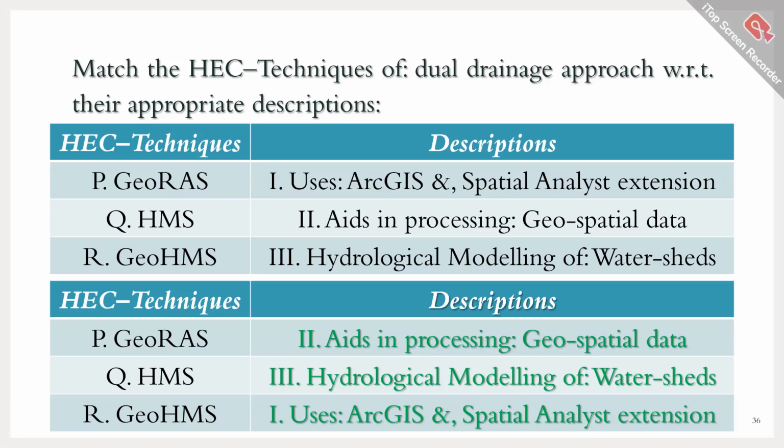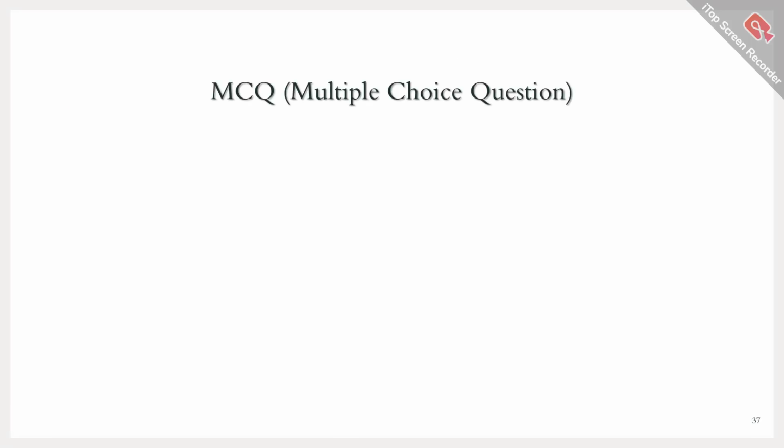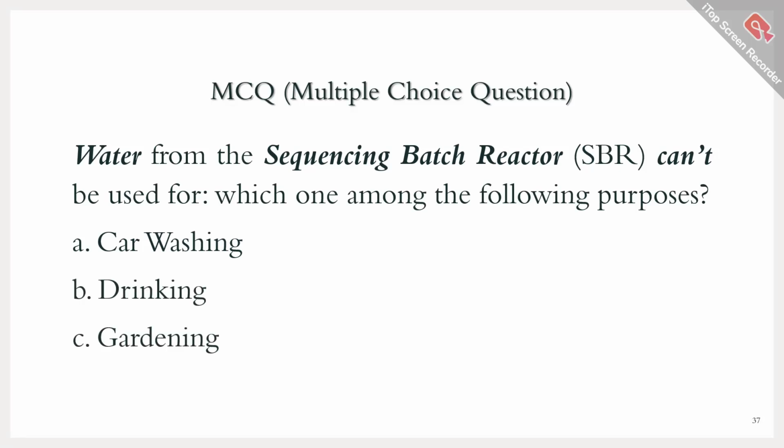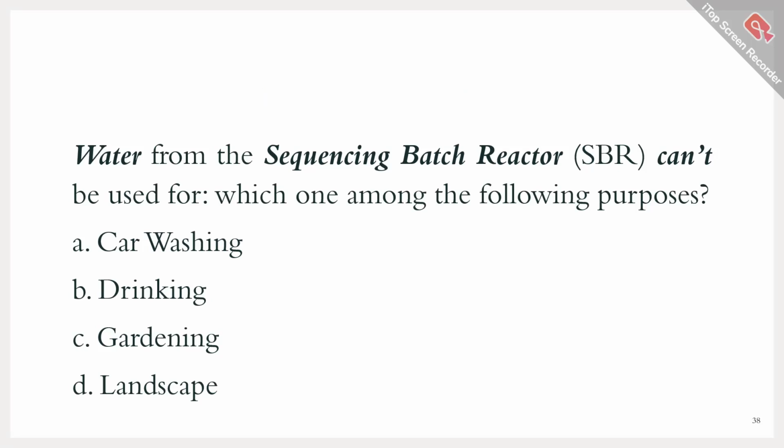Now we'll move on to our next MCQ. Water from the sequencing batch reactor or SBR cannot be used for which one among the following purposes? Option A, car washing, option B, drinking, option C, gardening, and option D is landscape. SBR water cannot be used for drinking purposes. So option B is the correct answer.